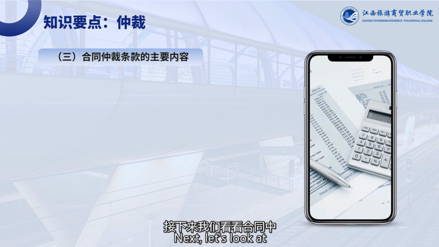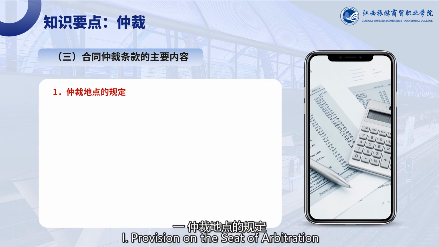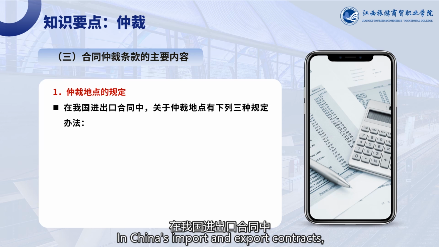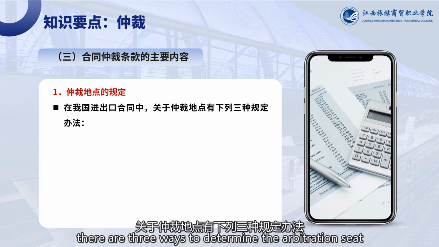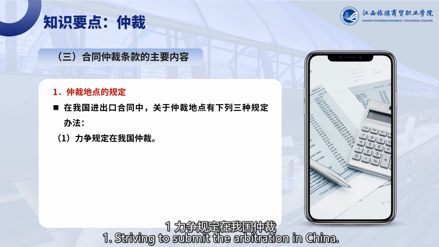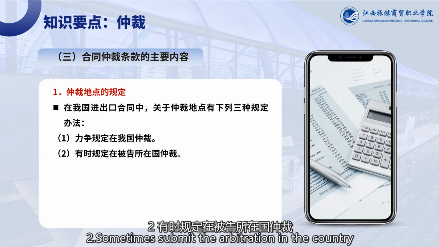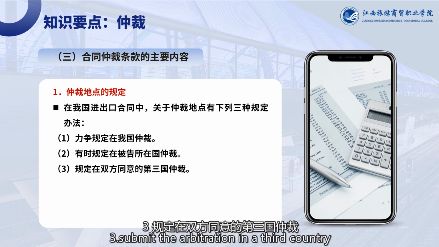Next, let's look at the arbitration clauses in a contract. Provision on the seat of arbitration. In China's import and export contracts, there are three ways to determine the arbitration seat. First, striving to submit the arbitration in China. Second, sometimes submit the arbitration in the country of the domicile of the defendant. Third, submit the arbitration in a third country agreed upon by both parties.